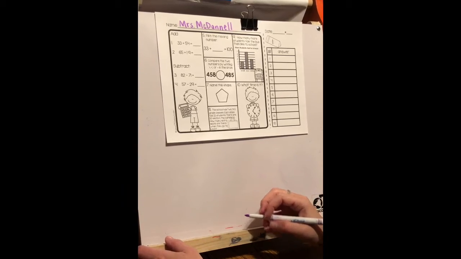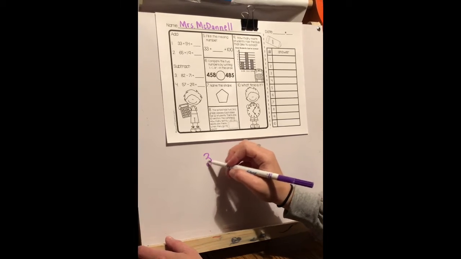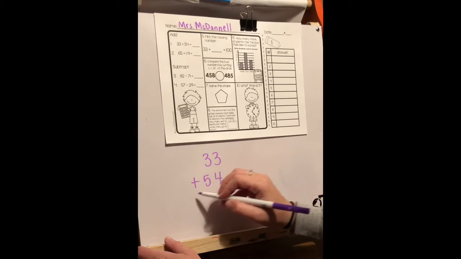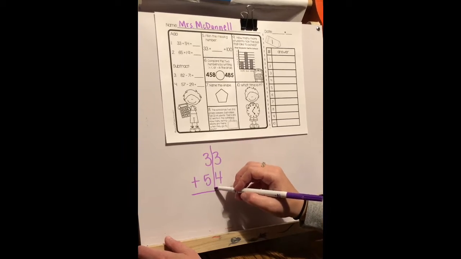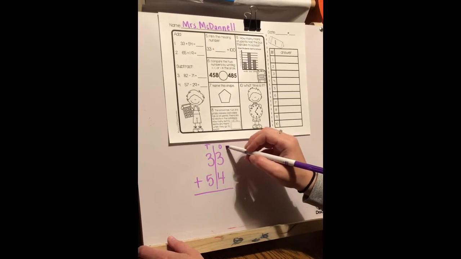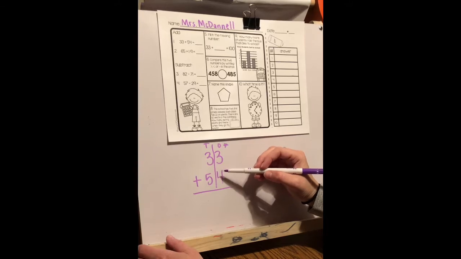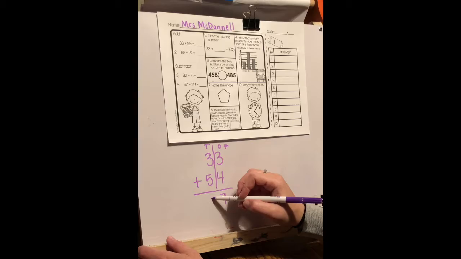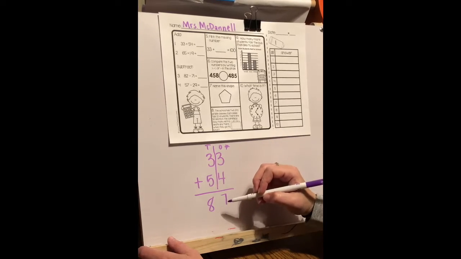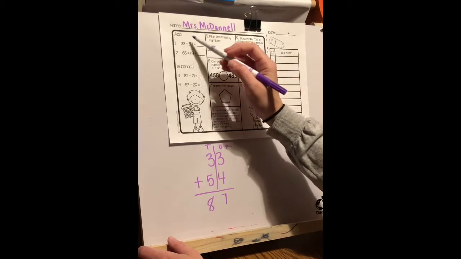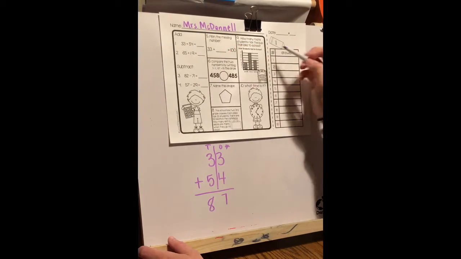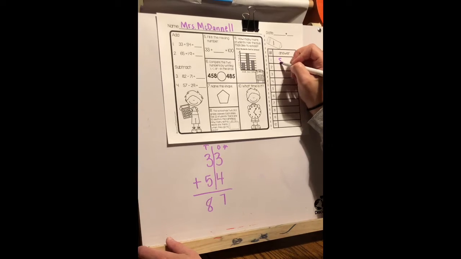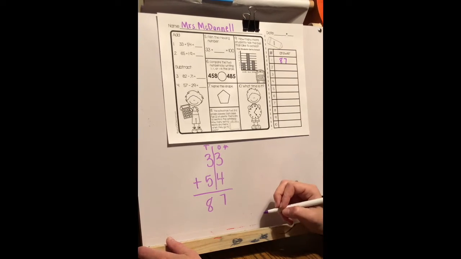Number 1 says add 33 plus 54. Now you can see that we have tens and we have ones, and we always start adding in the ones column. So 3 plus 4 is 7. 3 plus 5 is 8, so our sum is 87. Now, if you want to show me your work somewhere over here, that's fine. Make sure you come over here to the answer column and write 87 for number 1.